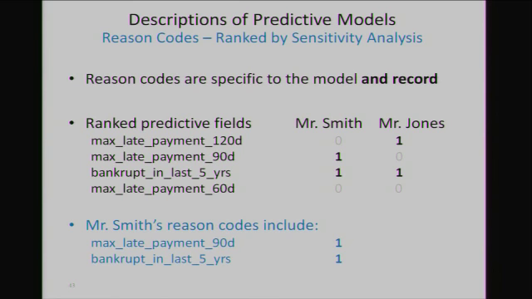So you can give both a global level description of a model and then a local one at a record level. You know, what drives a forecast for Mr. Smith versus Mr. Jones, or the next record, or the next record. So the reason codes can be very useful.